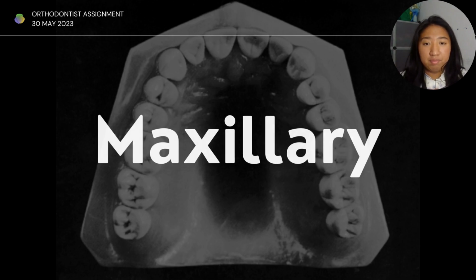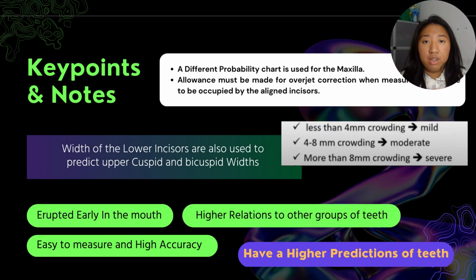Maxillary. For the maxillary, the measurement is quite similar to the mandibular, but there are some key points that highlight the difference between the two. The first is that we use a different probability chart, which I have shown earlier, for the maxilla. And there must be an allowance for overjet correction when measuring the space to be occupied by the aligned incisors. So these are the key points that differentiate the maxillary and mandibular measurements.